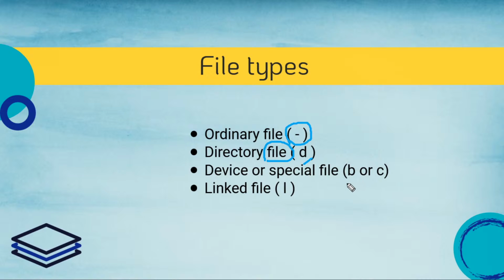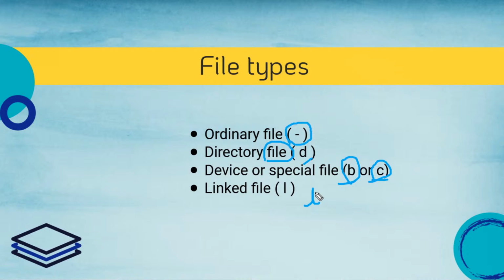There are two identifiers for device files. B is block special device file. C is character special device file. So block and character. Next, the identifier for a soft link file. A soft link file has a small l as its identifier.